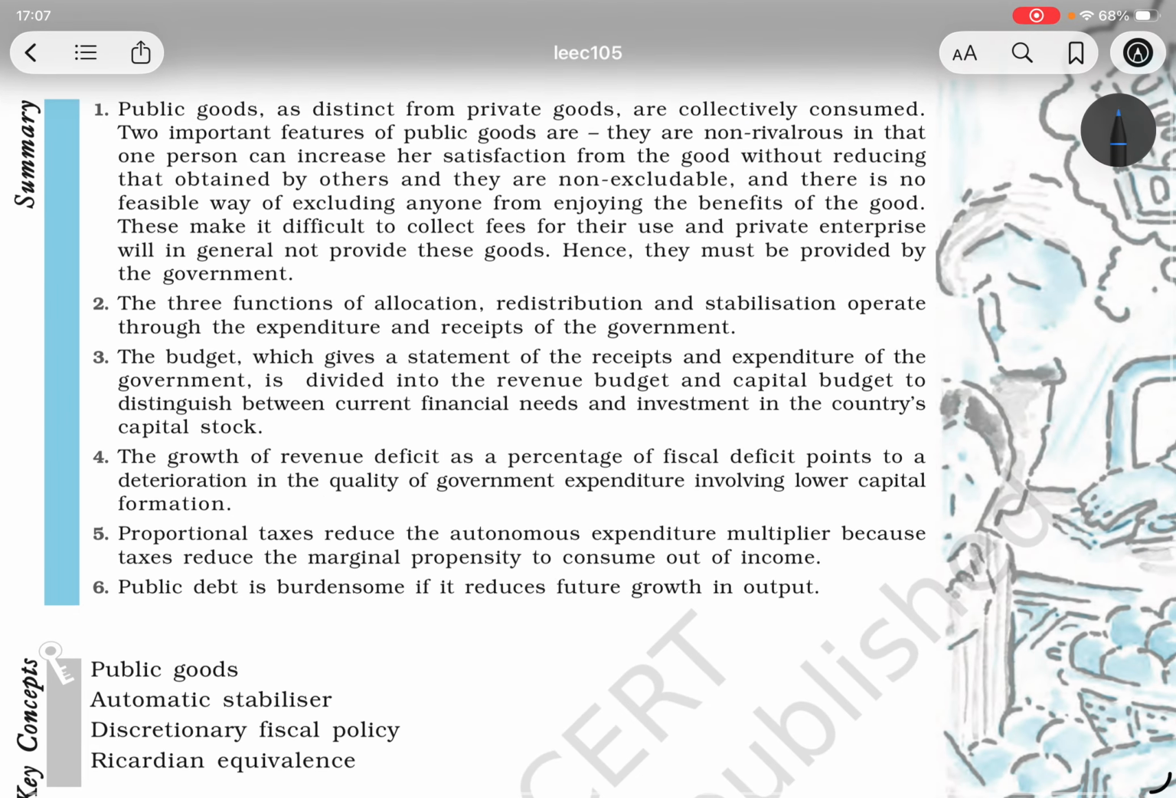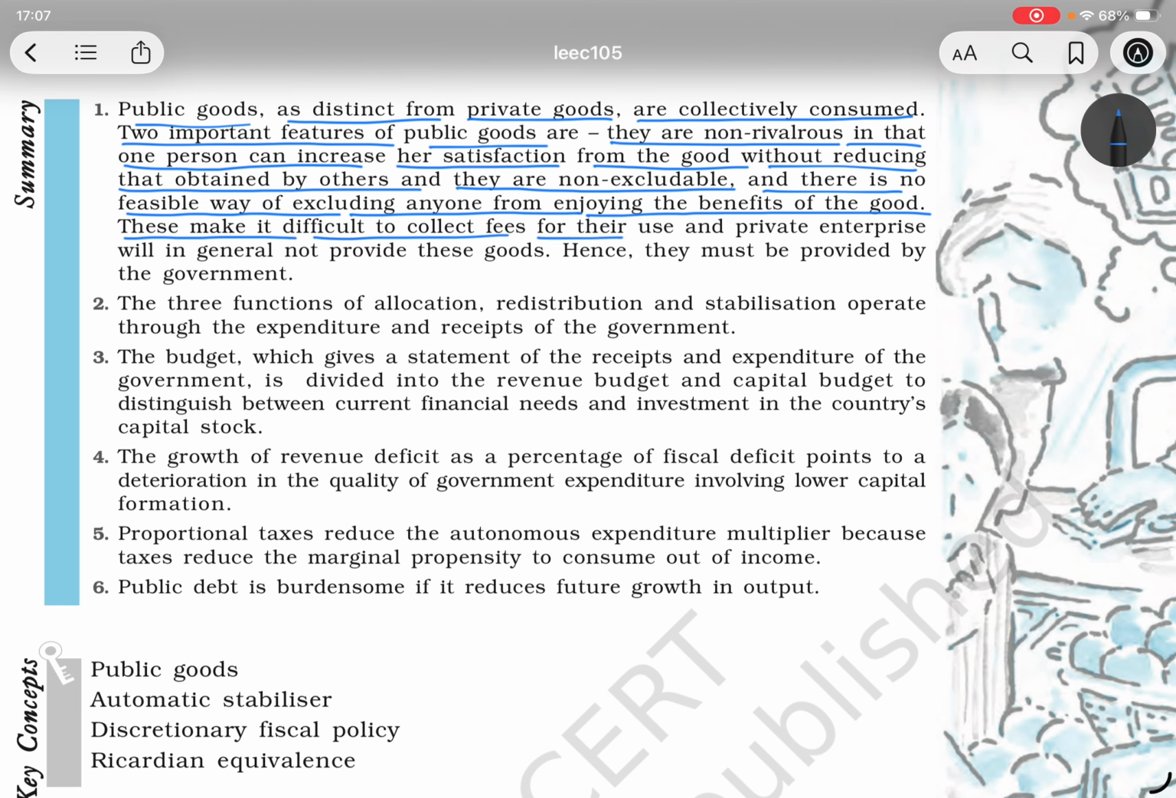Public goods. Public goods, as distinct from private goods, are collectively consumed. Two important features of public goods are they are non-rivalrous in that one person can increase her satisfaction from the good without reducing that obtained by others, and they are not excludable, and there is no feasible way of excluding anyone from enjoying the benefits of the good. These make it difficult to collect fees for their use, and private enterprises will in general not provide these goods, hence they must be provided by the government.